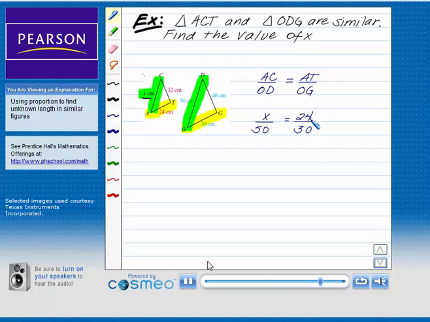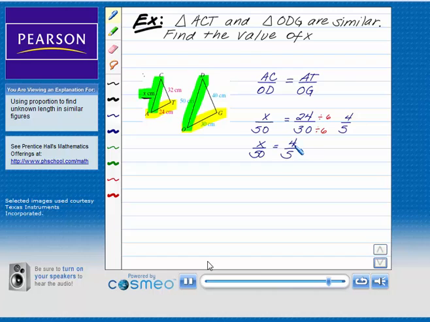Now what we can do here is write 24 over 30 in simplest form. Both of these are divisible by 6. So since 24 divided by 6 is 4, and 30 divided by 6 is 5, in simplest form 24 over 30 is 4 over 5. And we can then rewrite our proportion as x over 50 is equal to 4 over 5.